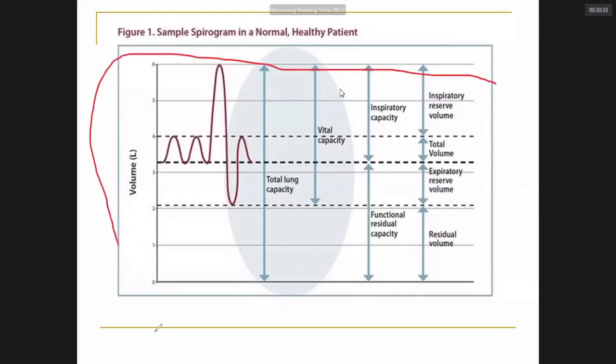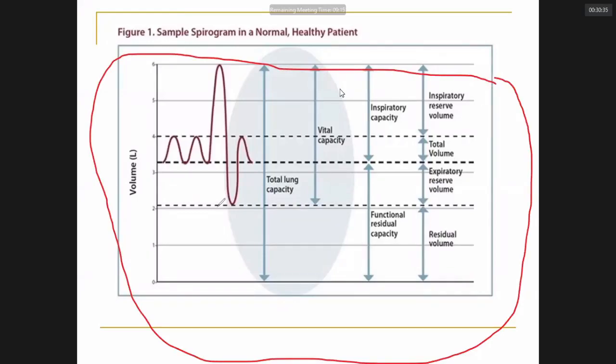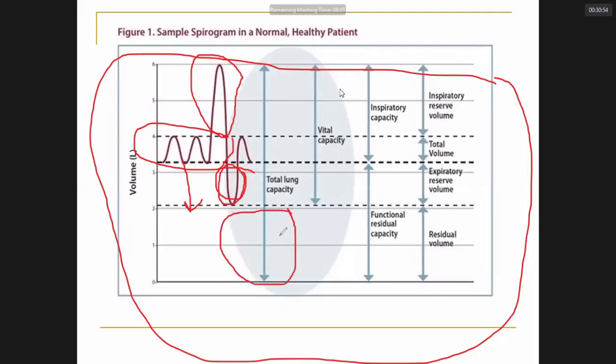This graph is showing all volumes and capacities. We have said that this is the normal tidal volume. This is the inspiratory reserve volume, which means the extra volume of air inspired over and beyond tidal volume. This is your ERV, the extra volume of air expired over and beyond tidal volume. This was your residual volume, right? We have said that total lung capacity was a combination of all lung volumes. So from here to here, all this is total lung capacity.